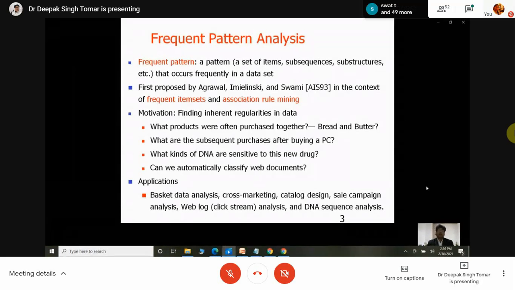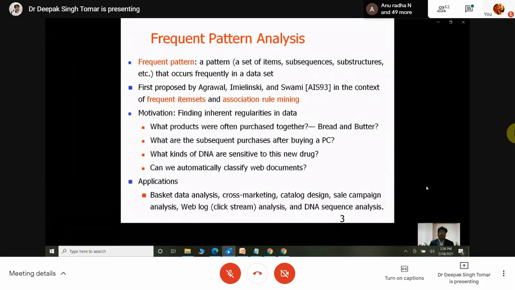So, can we automatically classify the web documents? How many times the student accesses the particular portal and he accesses the timetable and he also accesses the scheme or the syllabus.